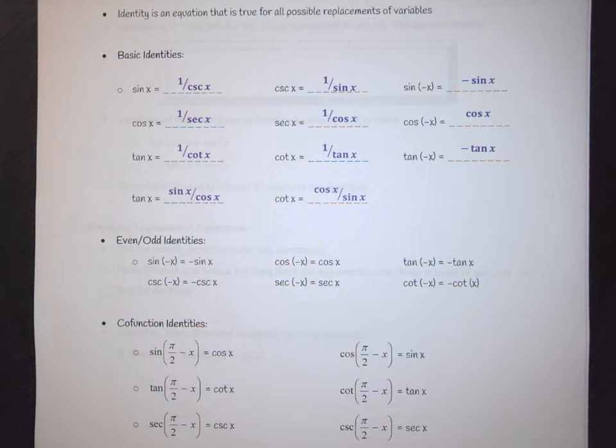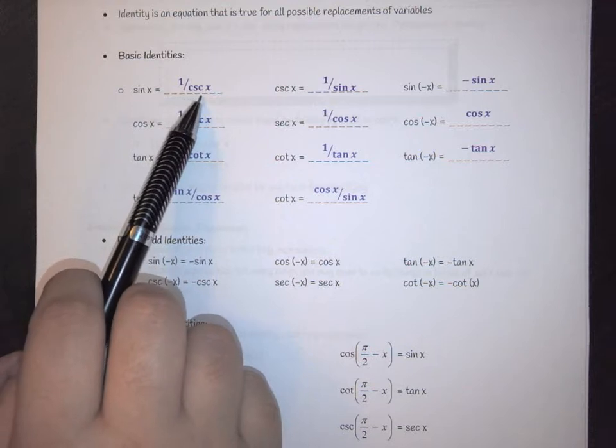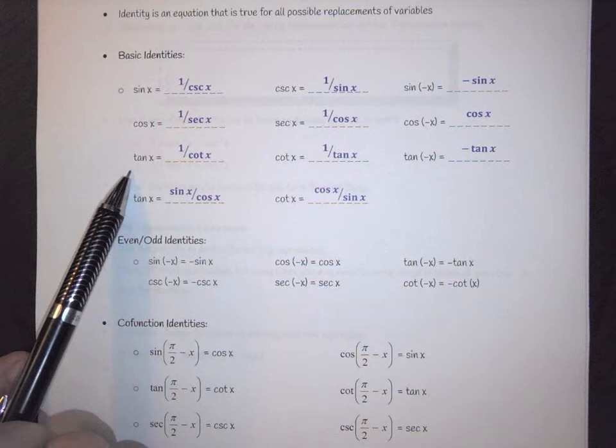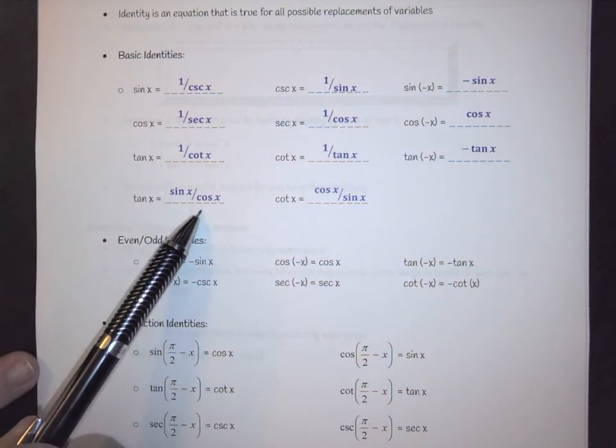First of all, we have to remember and always go back to your basic identities. When we're talking about identities, we are talking about the idea of being able to take something and rewrite it in a different way that helps us solve or simplify. So the basic identities we have to remember: the sine of x, we can always rewrite that to be 1 over the cosecant of x. And so on and so forth the whole way. Cosine of x is 1 over secant. Tangent is 1 over cotangent. Tangent can also be written as sine over cosine.